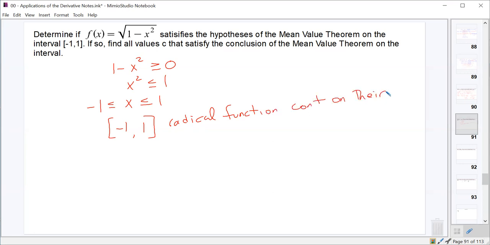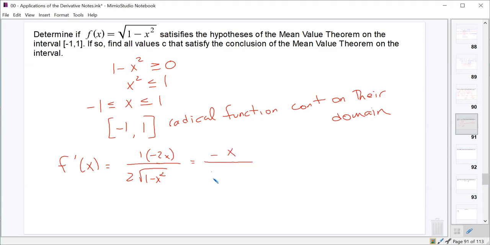And thus, this function must be continuous on -1 to 1. And if we were to take its derivative, let's find f prime of x. Well, f prime of x is 1 over 2 root 1 minus x squared times the derivative of 1 minus x squared, which is negative 2x, or negative x over root 1 minus x squared.